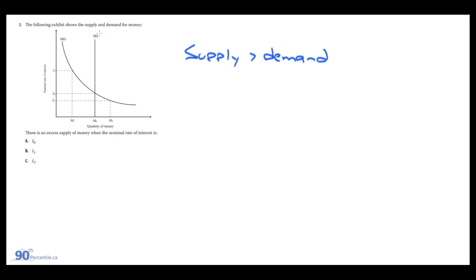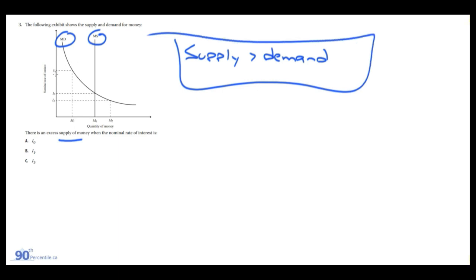Following exhibit shows the supply and demand for money. So we have money supply here, money demand here. And the question's asking, there is an excess supply of money when the nominal rate of interest is I0, I1, or I2. So we have interest rates along the y-axis and quantity of money along the x-axis. So pretty simple to figure out, where the excess supply is going to be where supply is greater than demand. So we can go interest rate by interest rate just from the top here. And in I1, we have M1 demanded, so this amount money demanded, while we have this amount supplied, which is the definition of excess supply, because you have supply greater than demand here by this amount. So the answer here is going to be at I1.